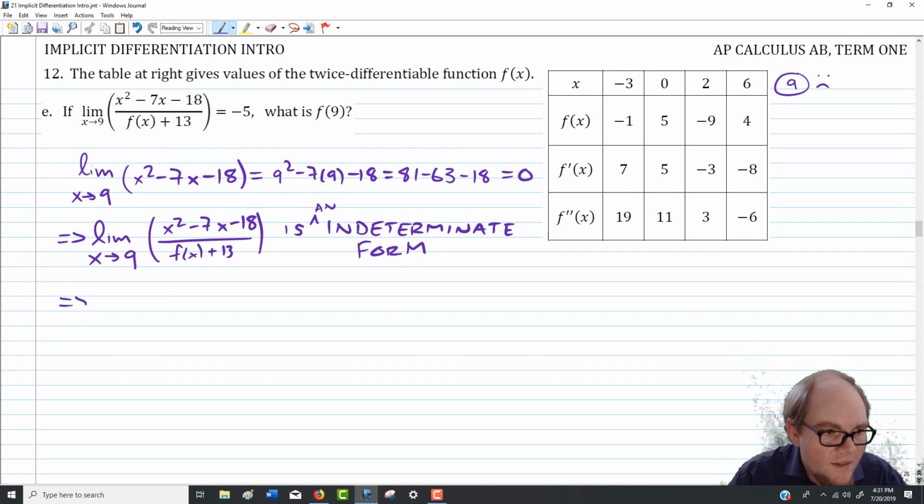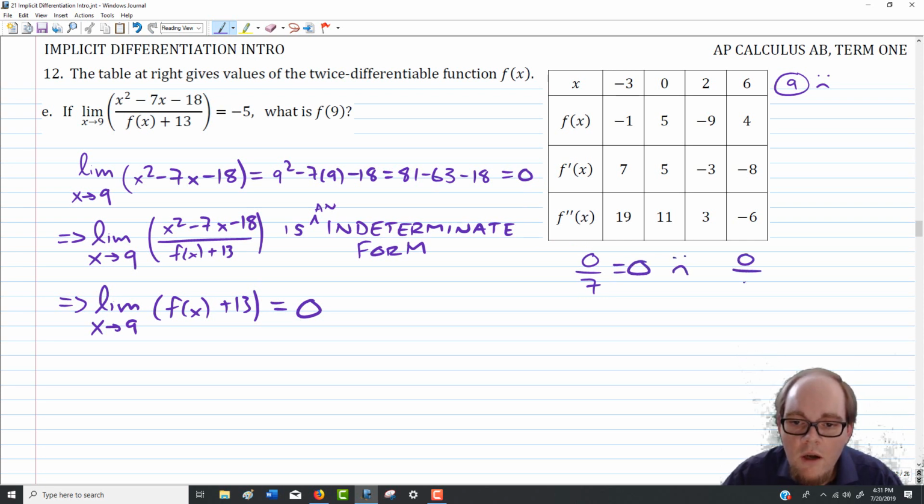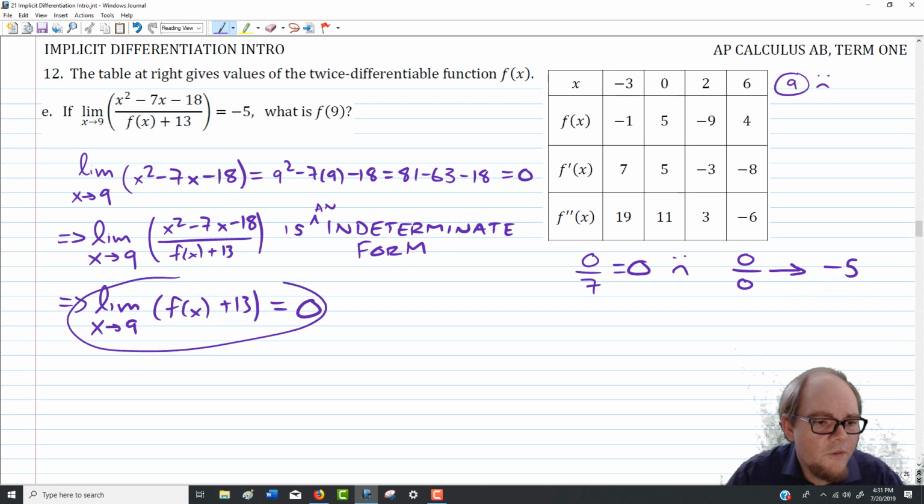What that means is that the denominator, the limit as x goes to 9 of f of x plus 13, has to also equal 0. Otherwise, we wouldn't have an indeterminate form. Take, for instance, the idea that the limit of f of x plus 13 as x goes to 9 was 7. Your limit would be equal to 0 over 7, and 0 over 7 equals 0. It's only when we get 0 over 0 that we can do some stuff and eventually get to a number like negative 5. So to wrap this up, this is forced.